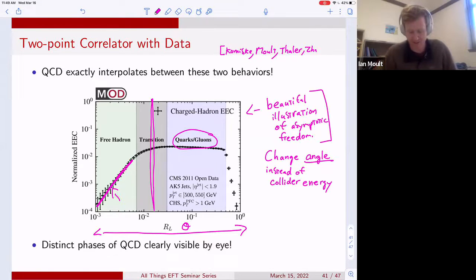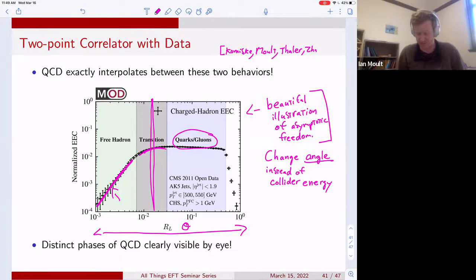And this, I think, is also a beautiful illustration of asymptotic freedom. It's different from the way one normally does it, by changing the collider energy. Here you have a fixed energy and you change the angular scale. And so it allows you to sweep out a huge dynamical range of scales using jets of a fixed energy. And so I think this is a neat probe of the confinement transition. And hopefully this can be measured, for example, in more detail and maybe lead to some understanding of what's actually going on there.